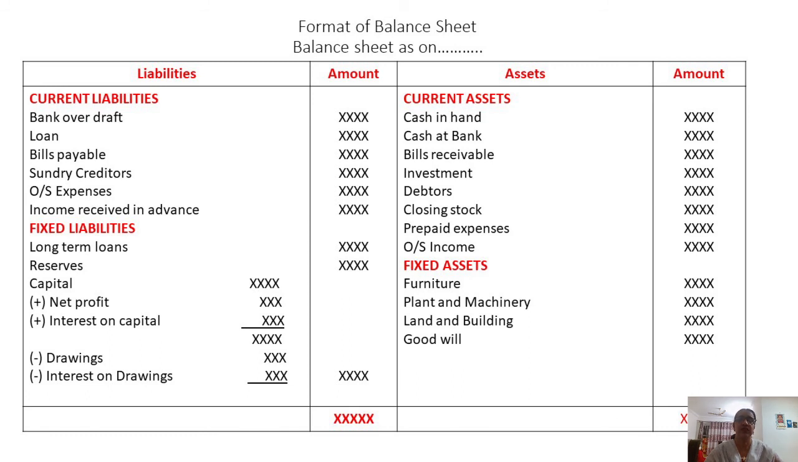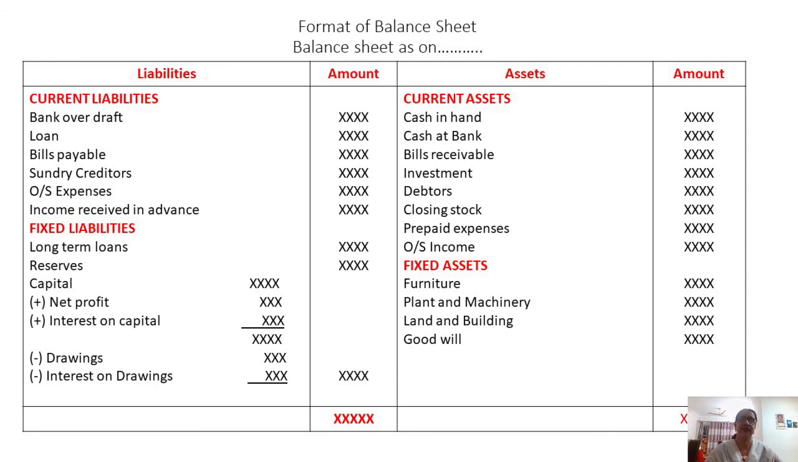Then closing stock is again an asset. I mean the unsold goods lying in the business are considered as value which can be converted into cash. Then prepaid expenses, that means any expenditure paid in advance becomes an asset, but any income received in advance is a liability. Prepaid means paid in advance, any expenditure paid in advance becomes a current asset. Then outstanding income is due, anything receivable is an asset. That is why outstanding income, that is income due, is an asset.